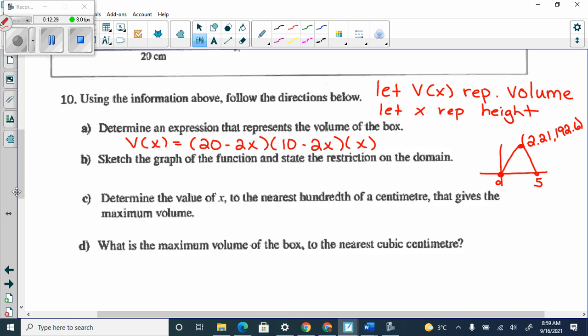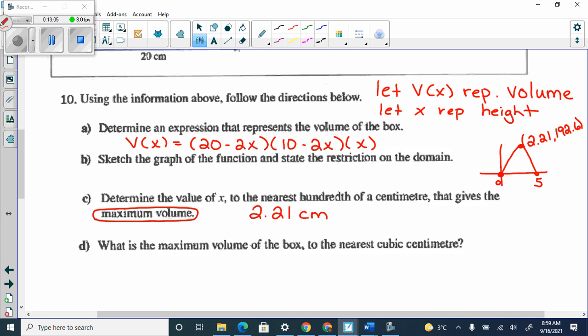Now here it says determine the value of x to the nearest hundredth of a centimeter that gives maximum volume. If you see maximum or minimum, that screams find the maximum or the minimum. People are like, I'm not sure what it's asking me. Well, if it says max or min, at the very least, go find the maximum, right? Then it says determine the x value. So the maximum x value would be what? 2.21 what? Centimeters. What does the 192.6 represent?